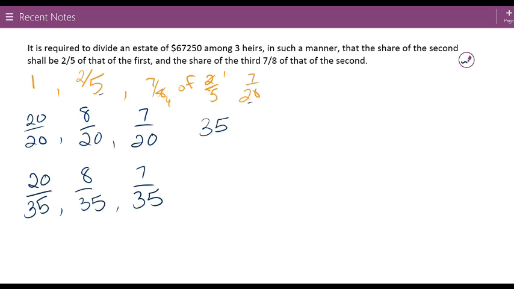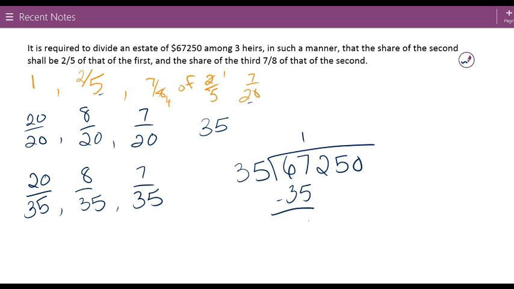And then this number we found here, when we got all of their shares in a common denominator, that's how many each person gets. So what we're going to do is take this 67,250 and divide it by the total number of shares, which is 35. So that's going to give us 1, 2, 3, 2. Let's go with 8 there.